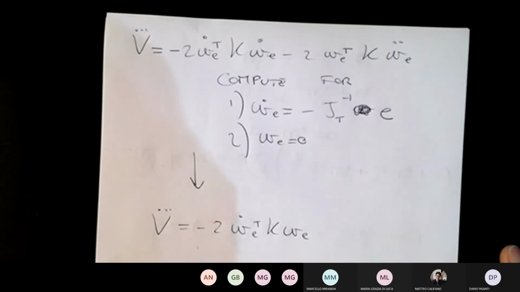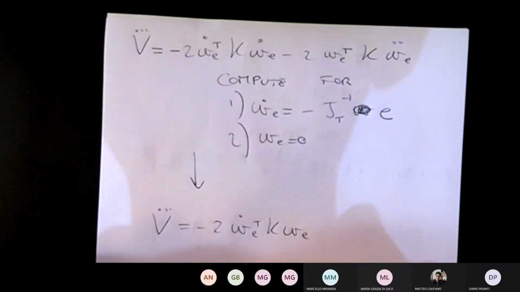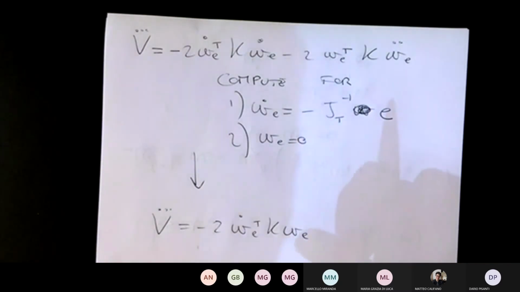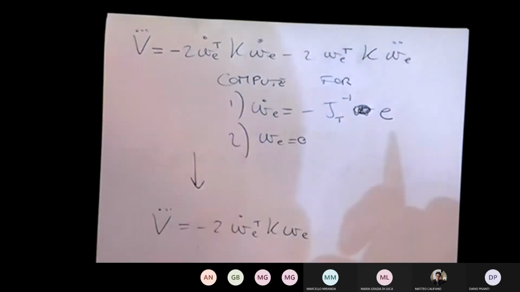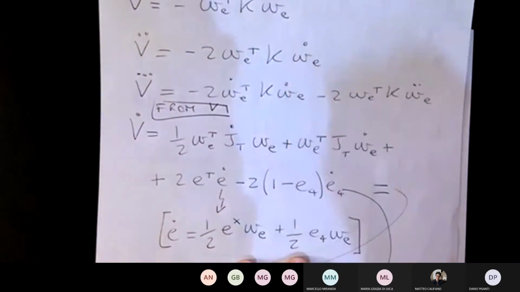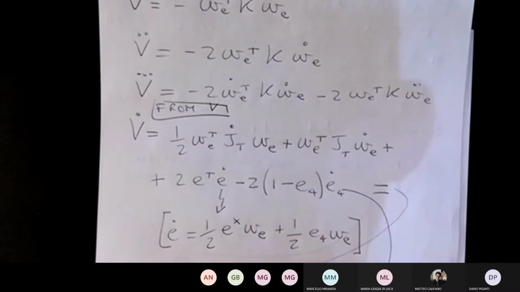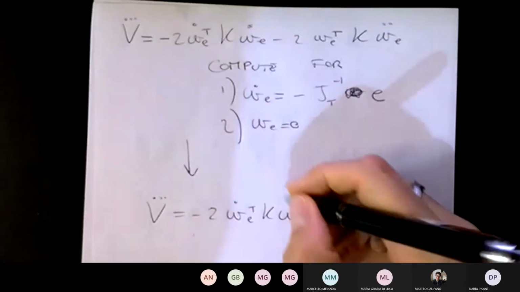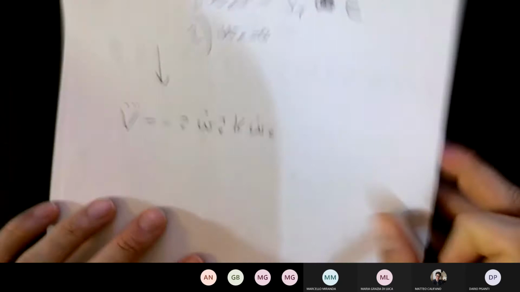Something is not computing well here. Did I miss a dot somewhere? Yes, I did. No one noticed. Okay. When I wrote the third time derivative of my V dot, okay, that makes sense. So that's what I'm left with.